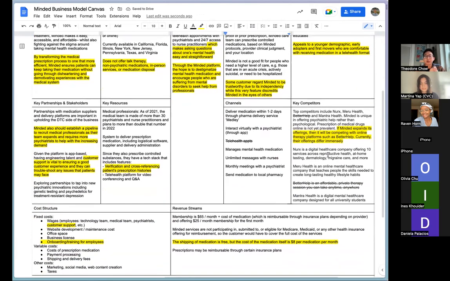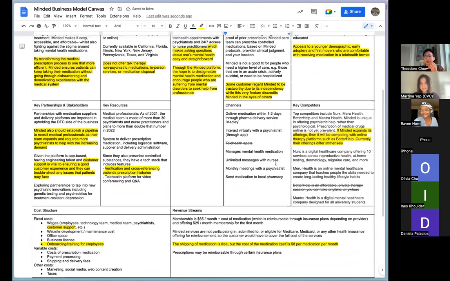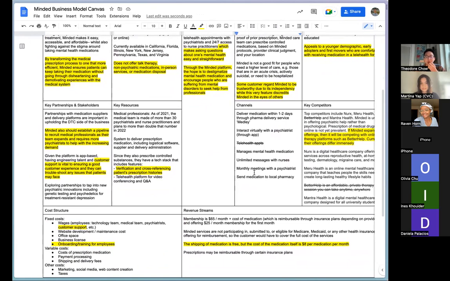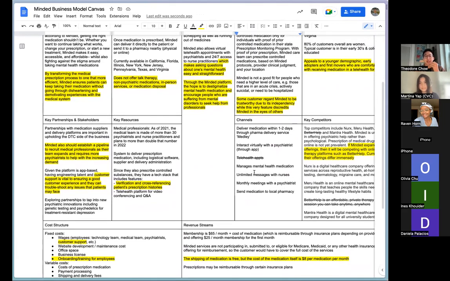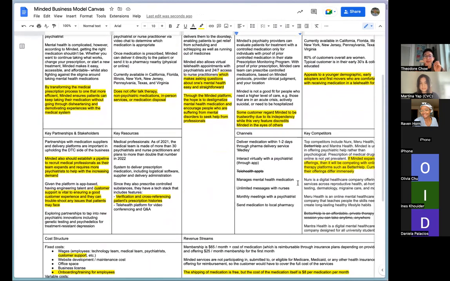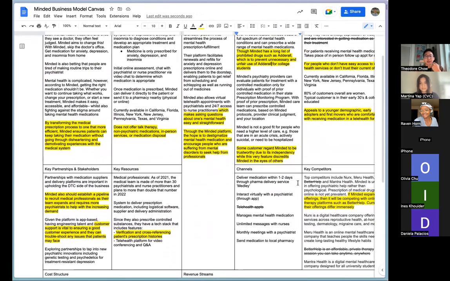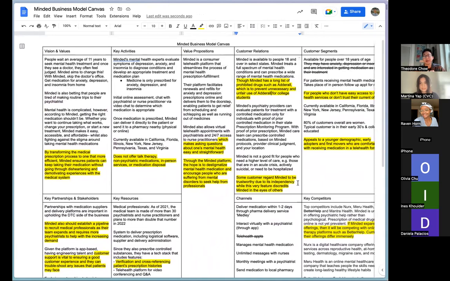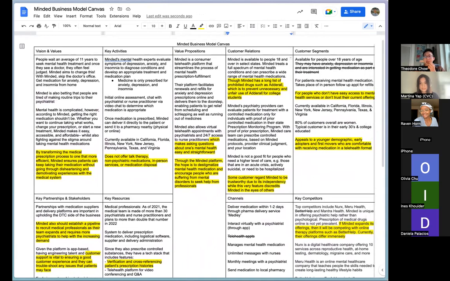But overall, by going through this canvas in 10 minutes, you can really quickly understand all there is to know about the business, as well as what they do and what problem they're trying to solve, competitors, costs, revenues. So everything about the business is basically on one page. Any questions?